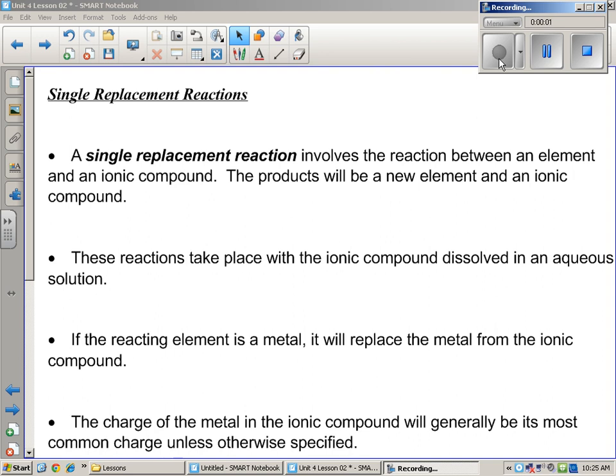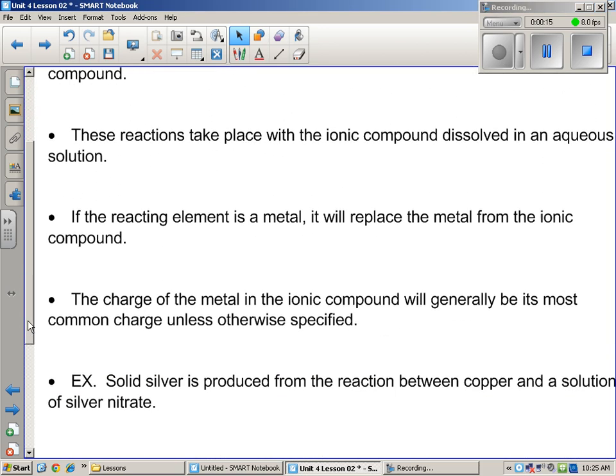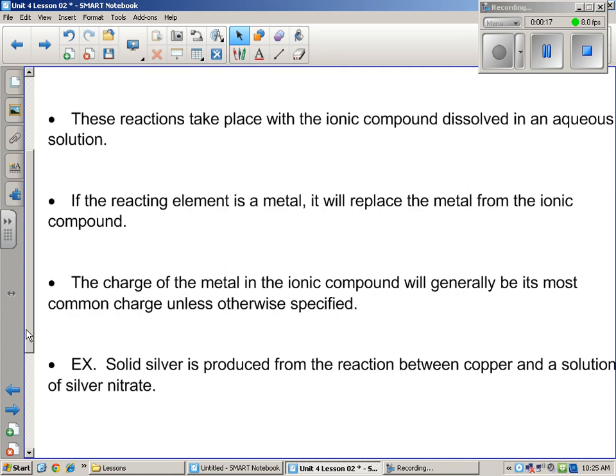Single replacement and double replacement reactions. You guys have probably done these before, so it shouldn't be anything too new. Obviously, a single replacement is a reaction between an element and an ionic compound. And of course, we're going to do the old switcheroo there. The metals will switch places, or possibly the non-metals will switch places as well. And you'll see an example of that as well.